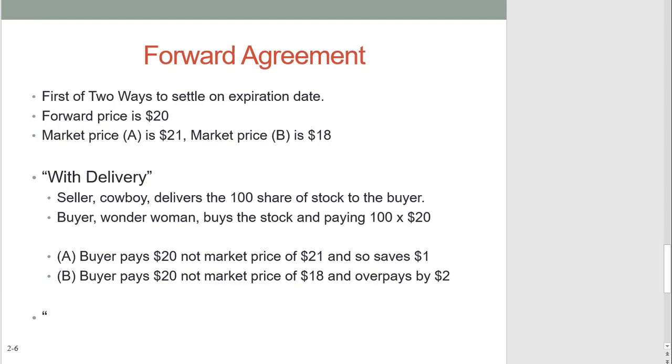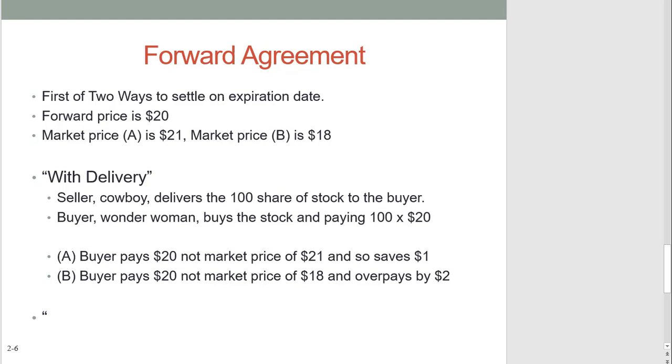So there are two ways that the agreement could be settled at maturity. The first way we're going to call delivery. And delivery means the physical stock is delivered. So I'm looking at the forward price of 20 and two possible outcomes. On expiration day, market price A is 21, market price B is 18. With delivery, the basic example is the seller, in this case Cowboy, delivers 100 shares of stock to the buyer. The buyer, Wonder Woman, buys the 100 shares of stock paying $20.